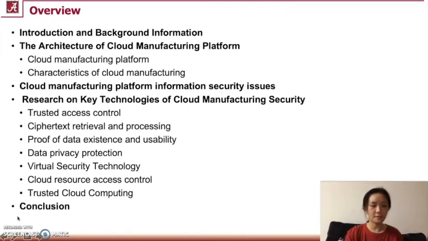The next part is the cloud manufacturing platform information security issues. I've listed 6 of the issues, and I'm going to introduce them to you later. And the next part is the research on key technology of cloud manufacturing security. My teammate will introduce to you the 7 parts of it. And the last section is the conclusion part. So let's begin.